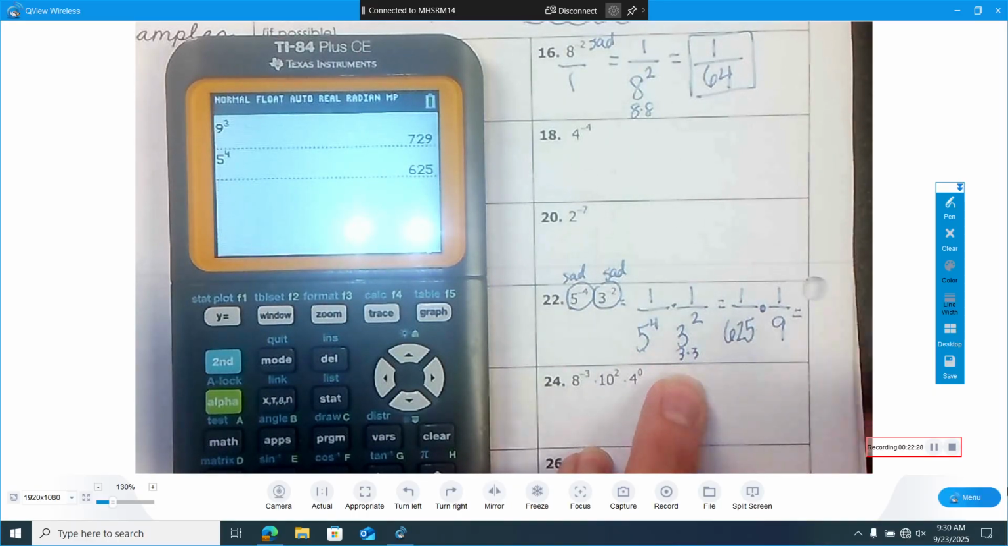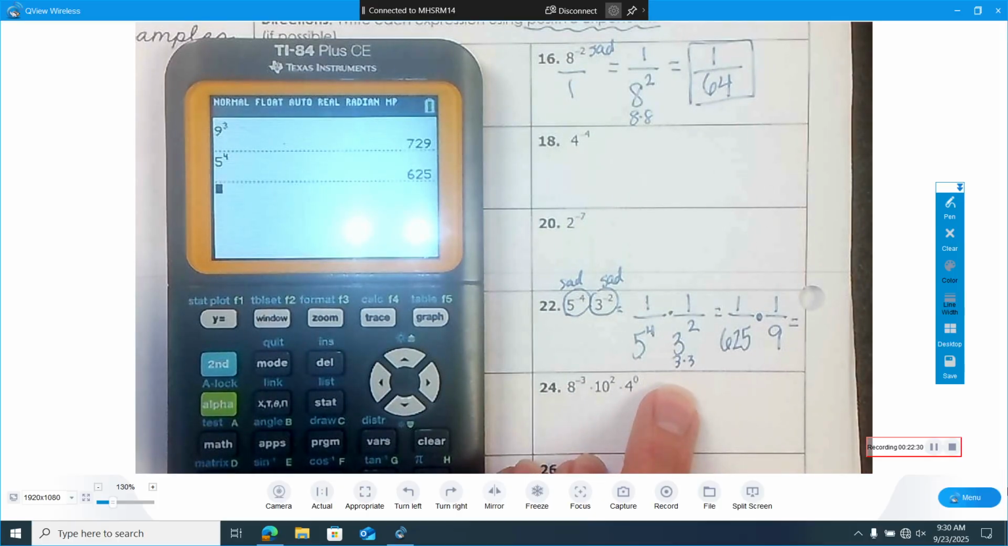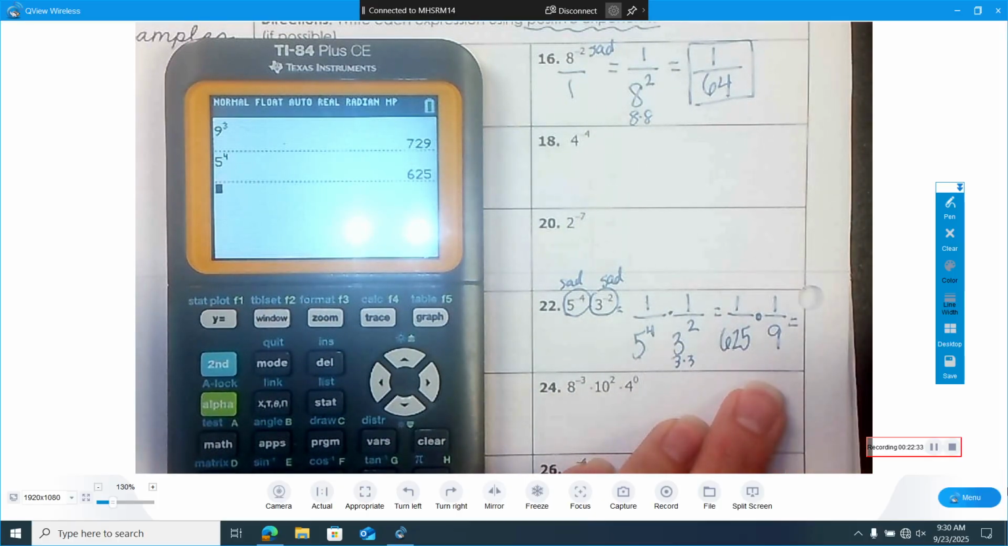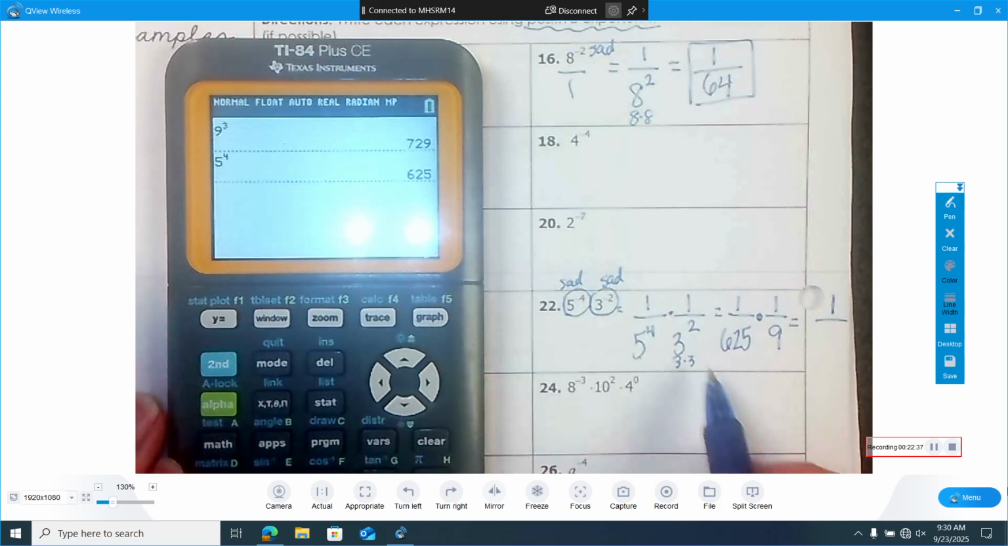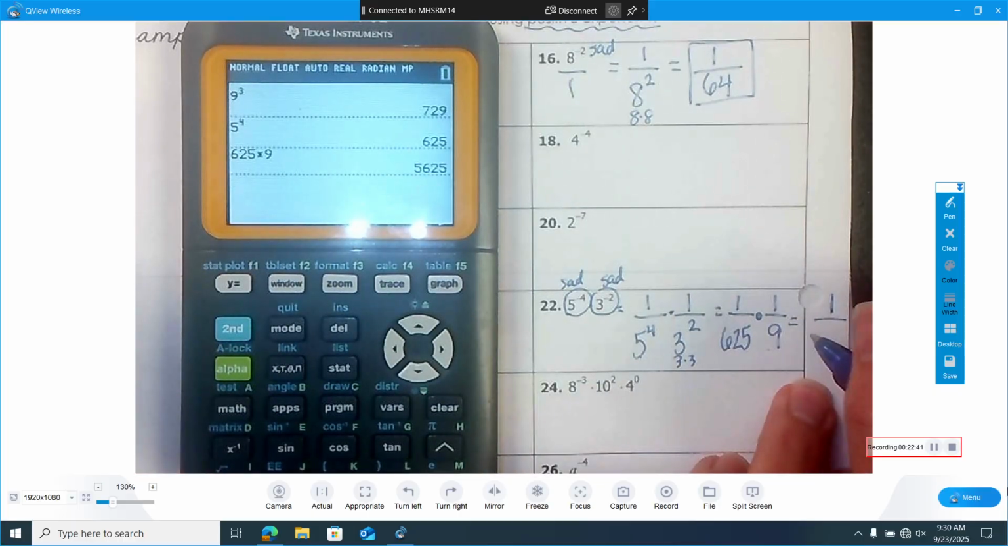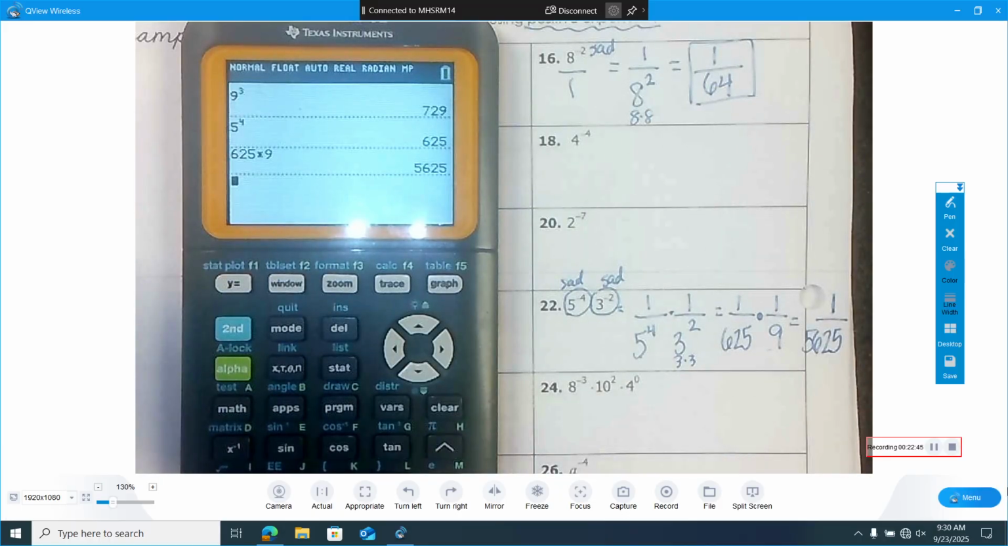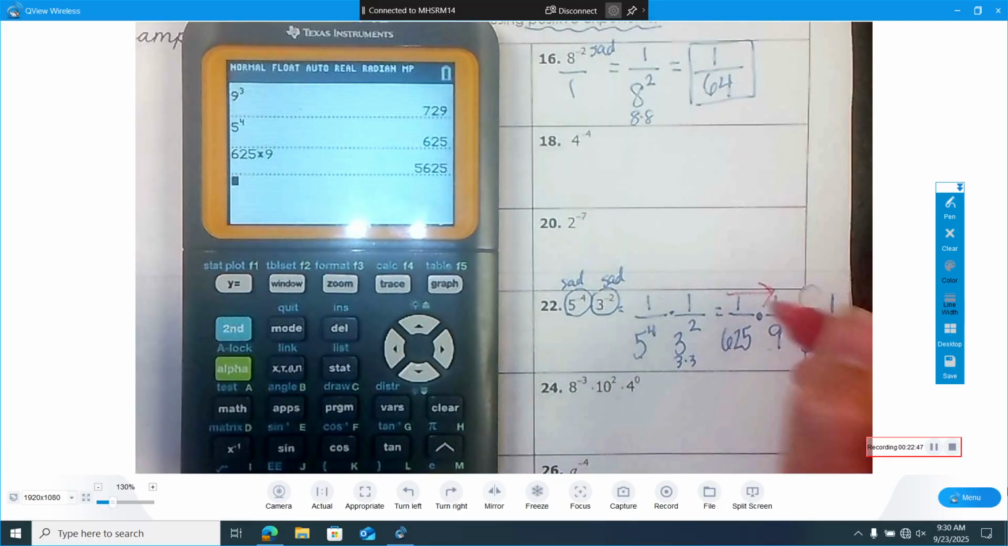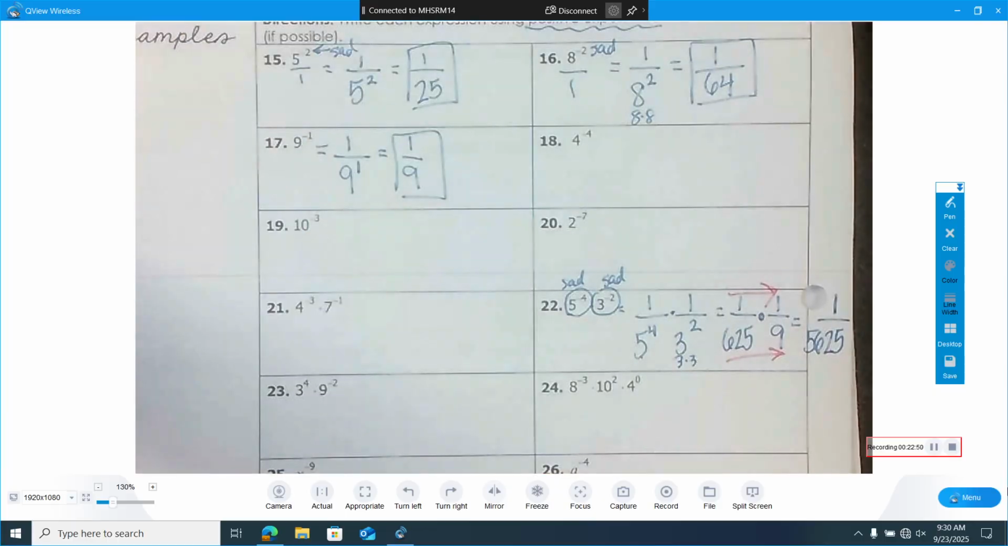All right. And now we are multiplying fractions. How do you multiply fractions? Straight across. 1 times 1 is 1. And now in our calculator, 625 times 9 is 5625. Very good. Straight across, multiplying fractions. All coming together.